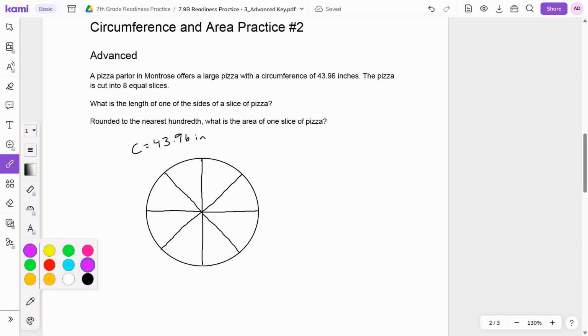All right, what is the length of one of the slices of pizza? Well, take a look. If I take this one right here and I go up like that, look at that. That's my R. That's my radius. The length of one of the sides of the pizza is the radius. All right, so what do I know about my circumference?